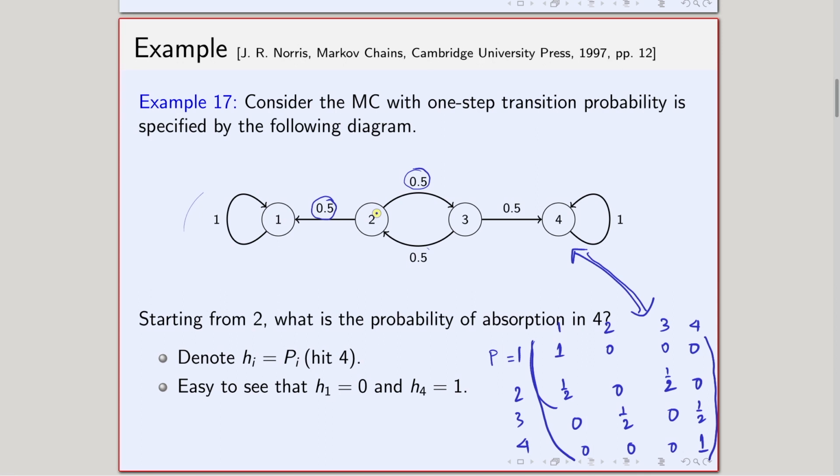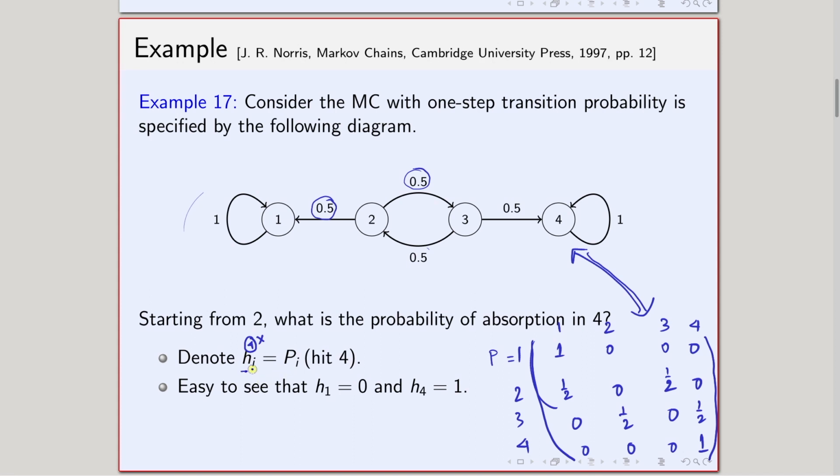As we proceed we will see that I can write a system of linear equations, and by solving that system of linear equations I can find the required probability. So how can we proceed? Let us denote this probability by H_i. Instead of writing 4 here, I am not writing it anymore, just to make the notation a little simpler.